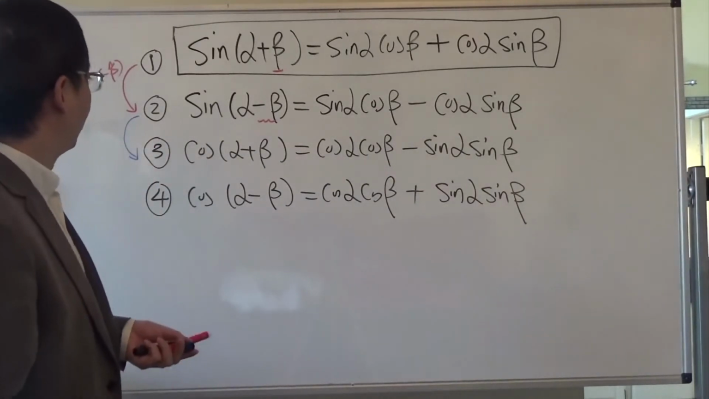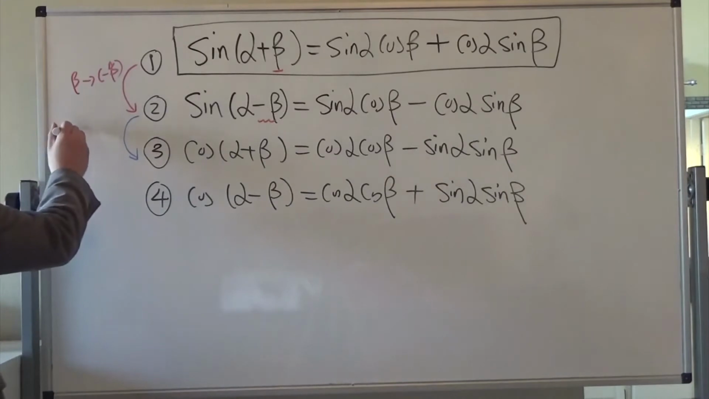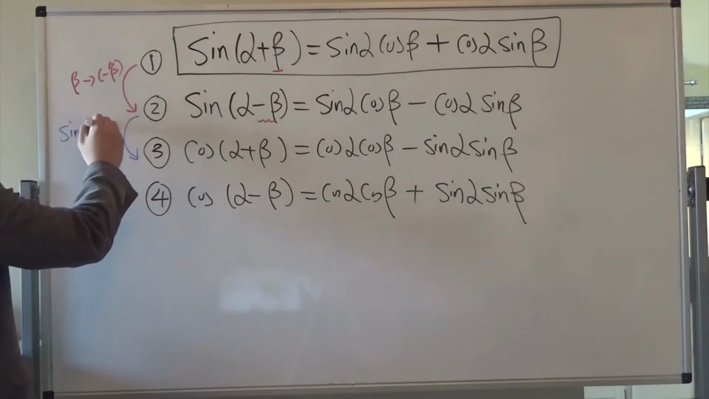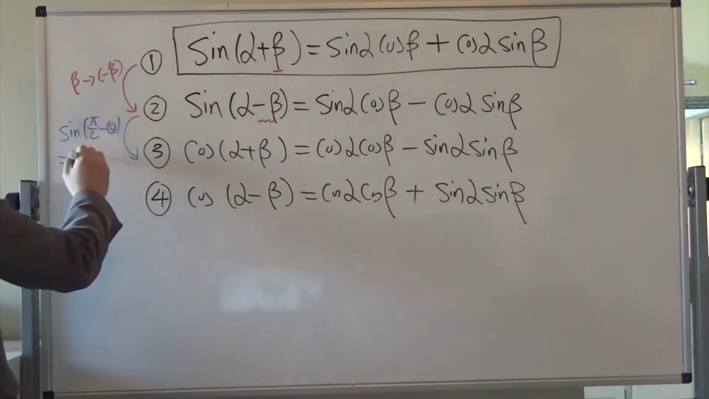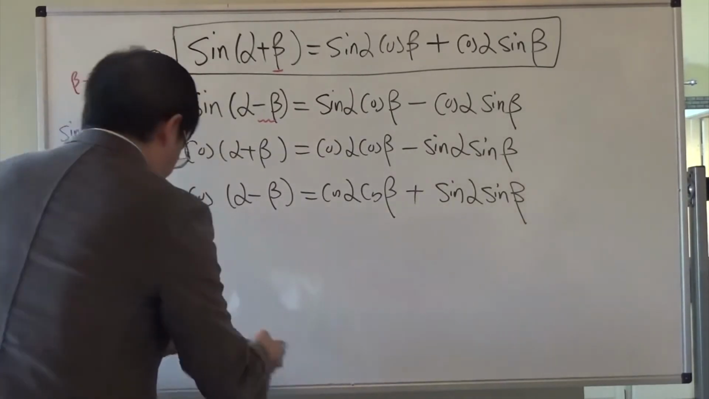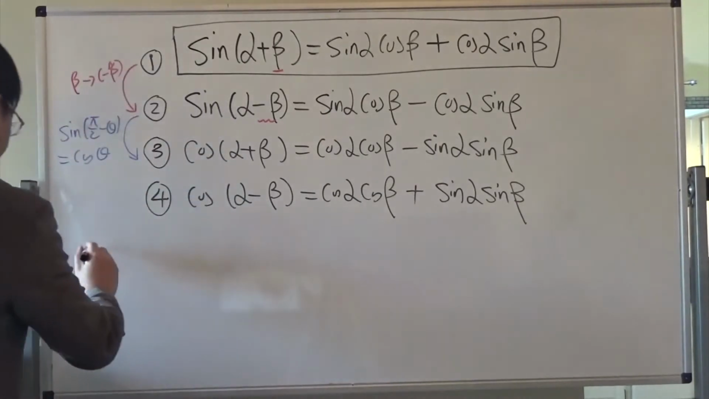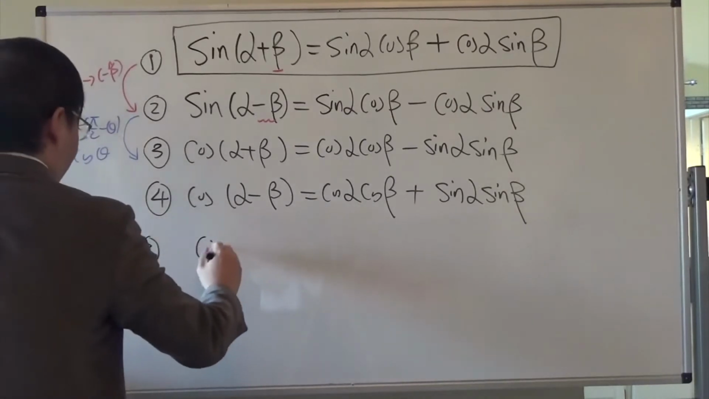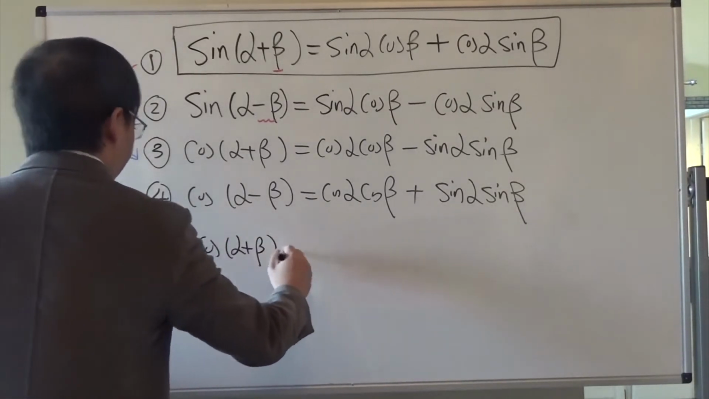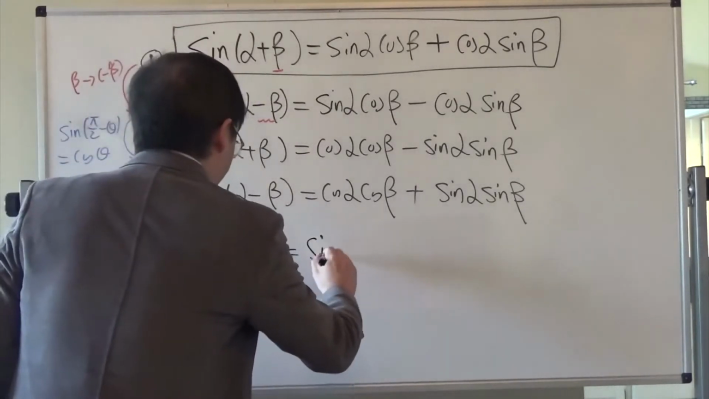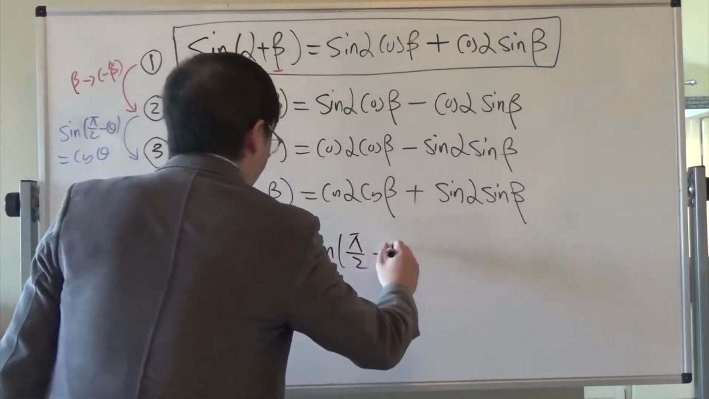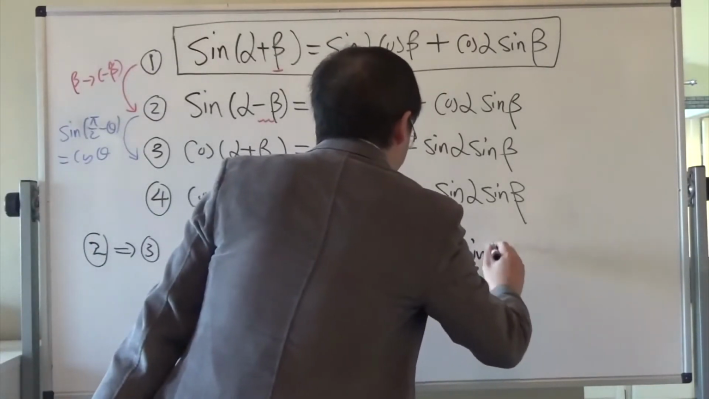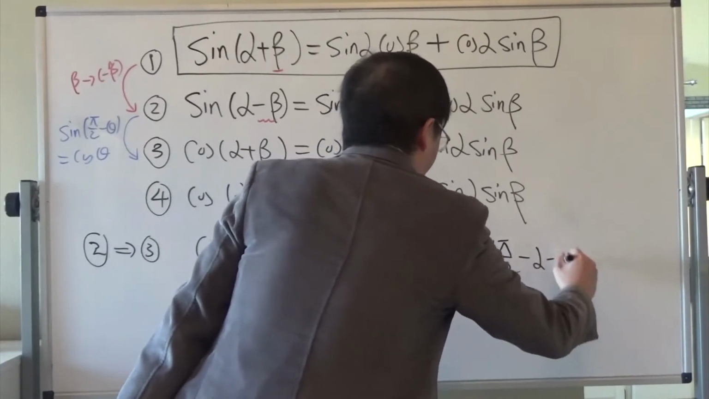From 2 to 3, what we can do is we use the trigonometric identity sine of pi over 2 minus theta equals cosine theta. Let's do it. From 2 to 3, we have cosine of alpha plus beta equals sine of pi over 2 minus alpha plus beta. And this I can write as sine of pi over 2 minus alpha, and minus beta.